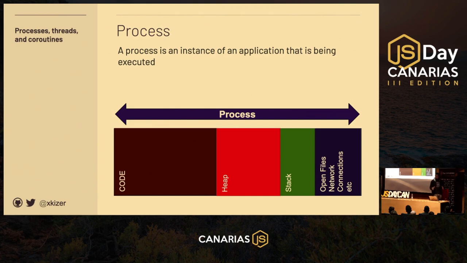The process contains the code that needs to be executed, and it contains the heap, which is a part of memory where large objects are stored. It contains the stack, where currently executing functions store their local variables. And it also contains the resources: open files, network communications, and other stuff. It also contains information about threads, for example, and other things that the process does. The process itself does not execute code. The process only contains the state of the running application.